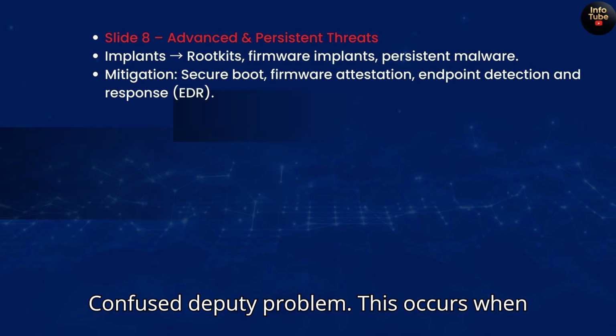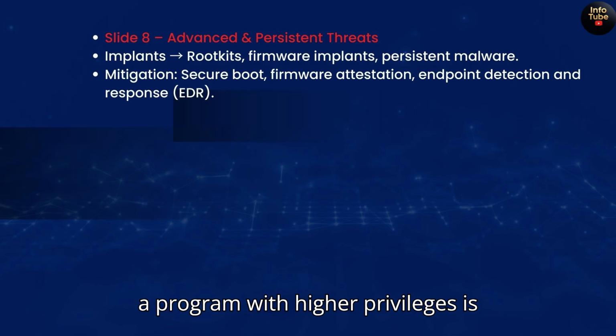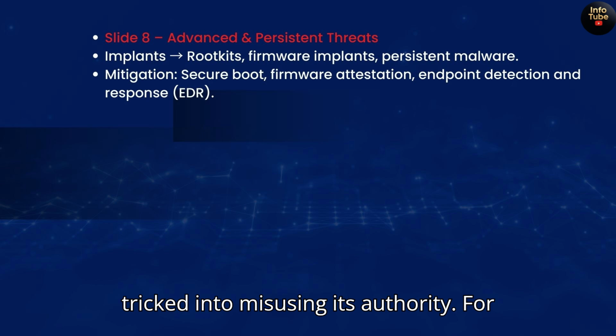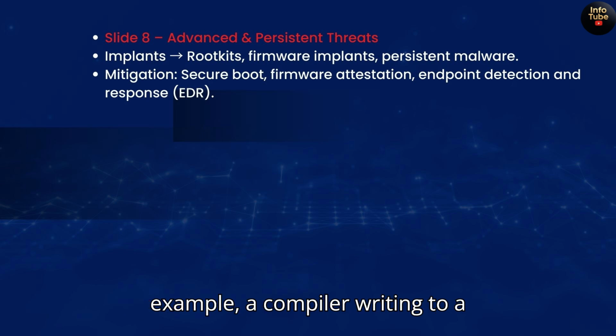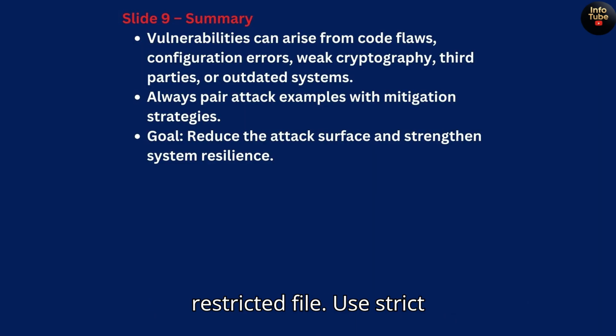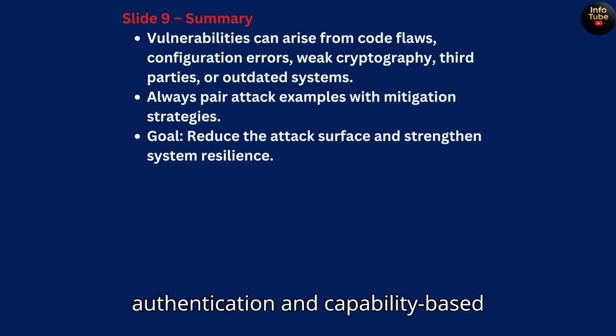Confused deputy problem. This occurs when a program with higher privileges is tricked into misusing its authority. For example, a compiler writing to a restricted file. Use strict authentication and capability-based controls.